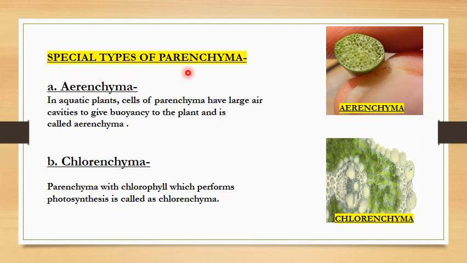Special types of parenchyma. Number 1, aerenchyma. In aquatic plants, cells of parenchyma have large air cavities to give buoyancy to the plant, and this is called aerenchyma. Second, chlorenchyma. Parenchyma with chlorophyll, which performs photosynthesis, is called chlorenchyma.